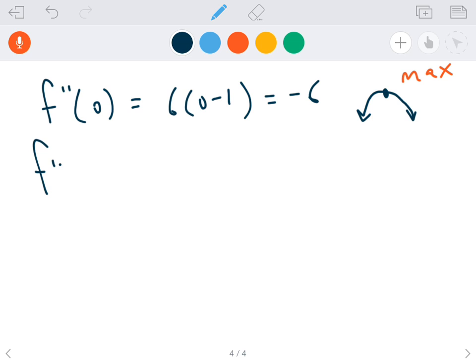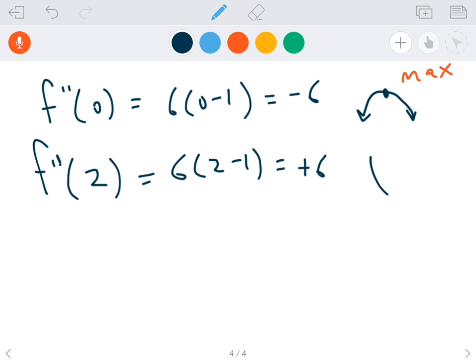Do it again for f double prime of 2. And I'll have 6 times 2 minus 1, which is positive 6. That means it's concave up, and if I'm looking at that point right there, that means I'm at a minimum.